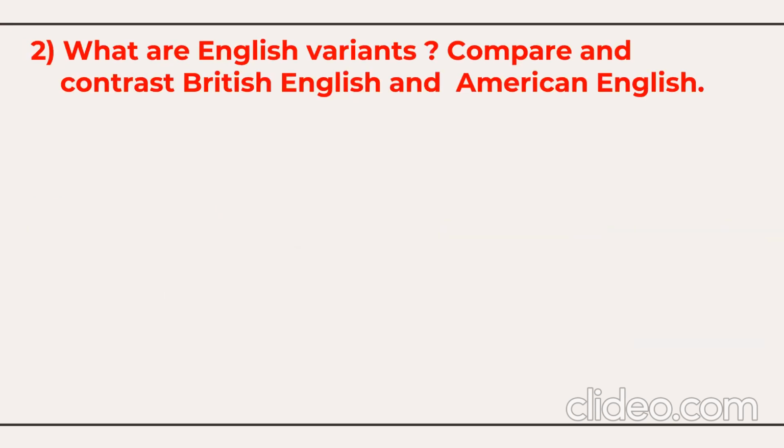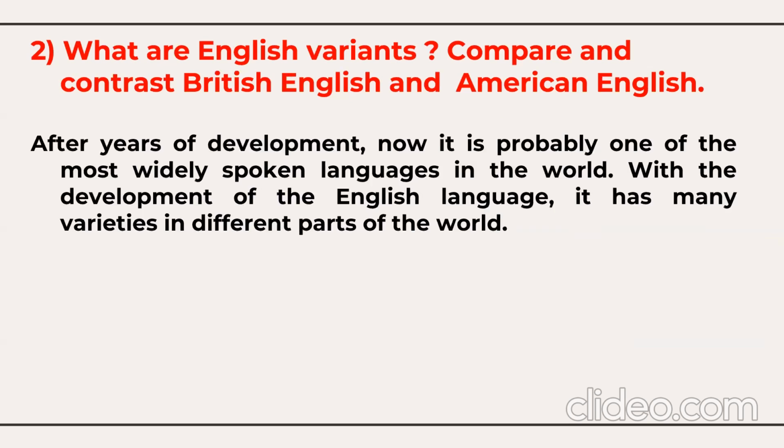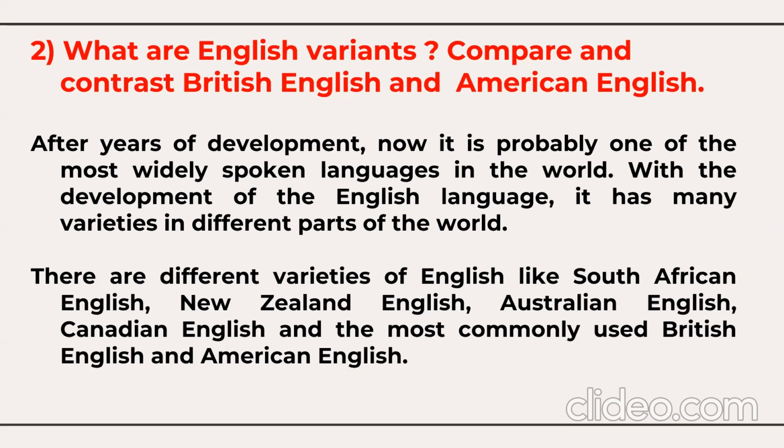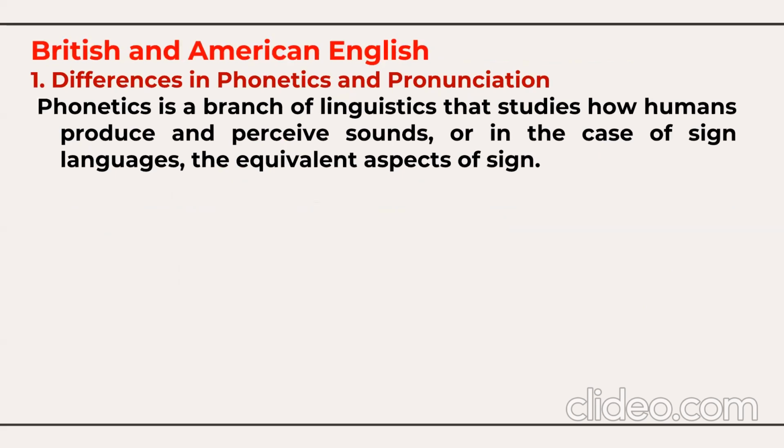Next question we have here, what are English variants, and compare and contrast British and American English? After years of development, English is one of the most widely spoken languages in the world. With the development of the English language, it has got many variants or varieties. There are different varieties of English like South African English, New Zealand English, Australian, Canadian, and the most commonly used, British English and American English. Let's know the difference between British English and American English.